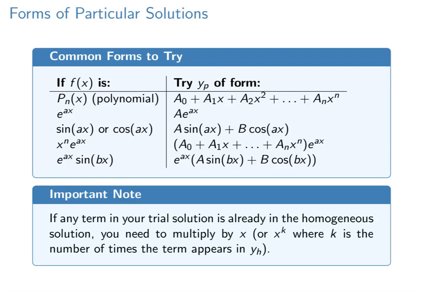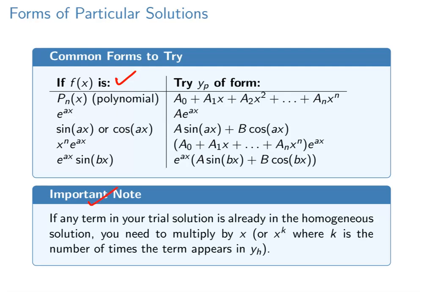Now common forms to try. p(x) is a0 plus a1x plus a2 x square. We'll solve problems, then we'll understand better. For e to the power ax, try a e to the power x. For sin ax, cos x, try a sin x plus b cos x. And x to the n times e to the power x, so a0 plus a1x, it is like that. And for e to the power ax times sin bx, the function f(x) will be like that: e to the power ax times (a sin bx plus b cos bx).